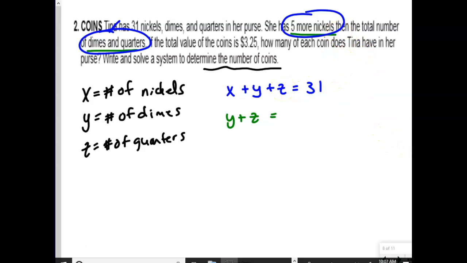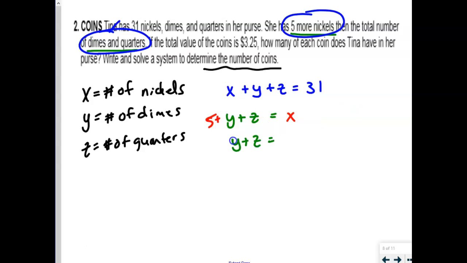So in order for the number of dimes and quarters to equal the number of nickels, there's a few ways that we could interpret this. Daniel was suggesting, because he's right, that it's 5 more nickels than that. So if you were to add 5 to this, that would equal the number of nickels. The other way we could write that equation is just y plus z is x and then minus 5.